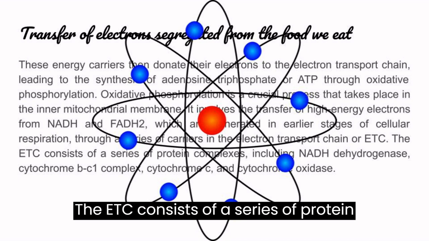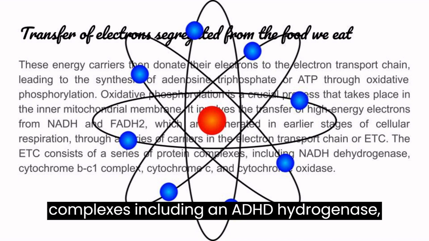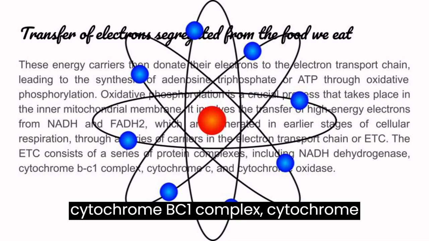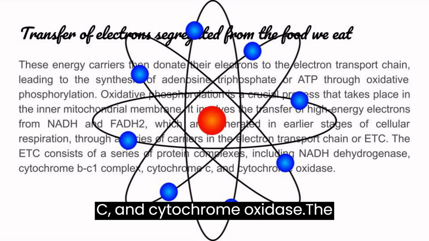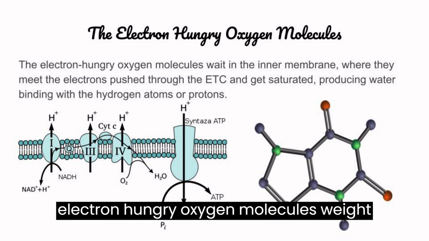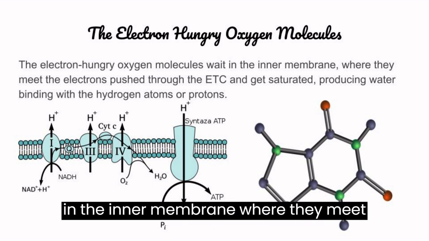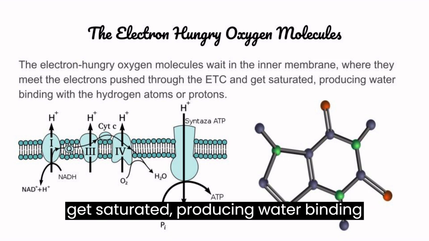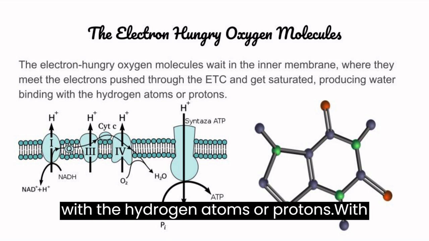The ETC consists of a series of protein complexes, including NADH dehydrogenase, cytochrome B C1 complex, cytochrome C, and cytochrome oxidase. The electron-hungry oxygen molecules wait in the inner membrane, where they meet the electrons pushed through the ETC and get saturated, producing water binding with the hydrogen atoms or protons.